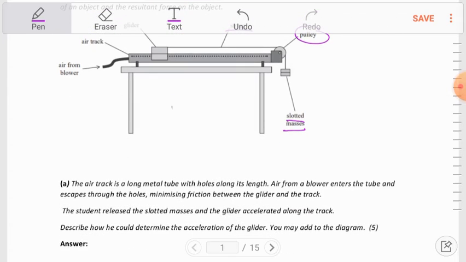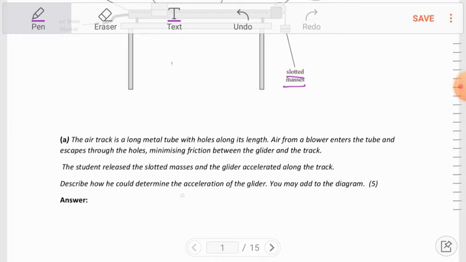So next part of the question says, part A, the air track is a long metal tube with holes along its length. Air from a blower enters the tube and escapes through the holes, minimizing friction between the glider and the track. The student released the slotted masses and the glider accelerated along the track. Describe how he could determine the acceleration of the glider. You may add to the diagram.